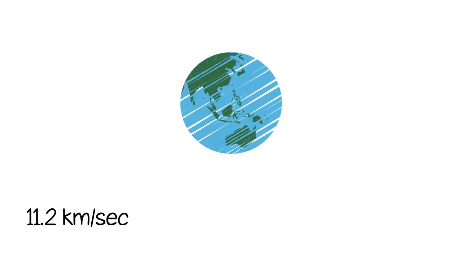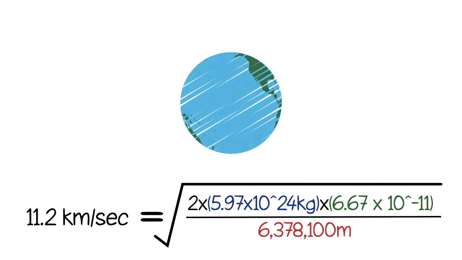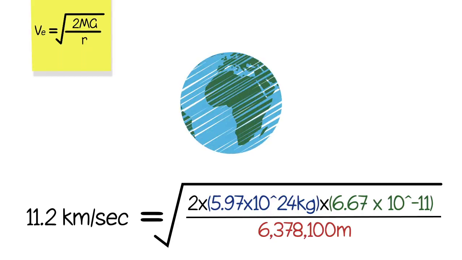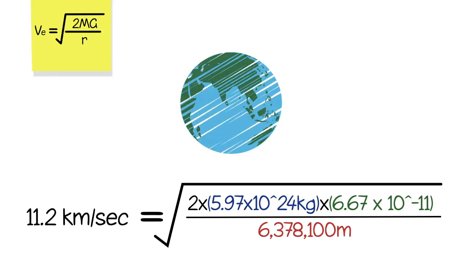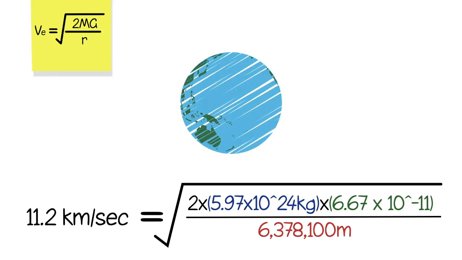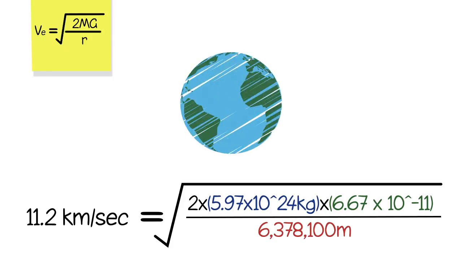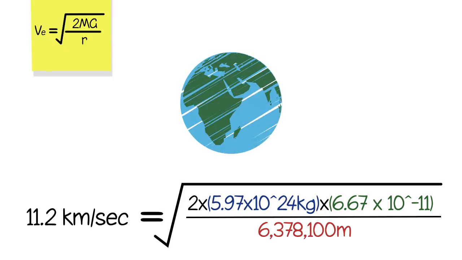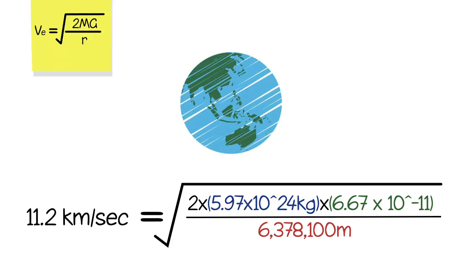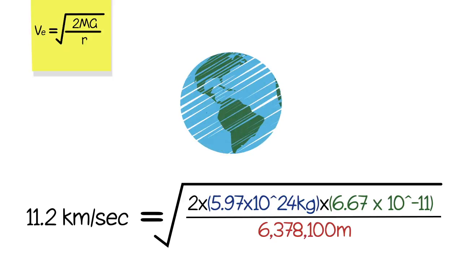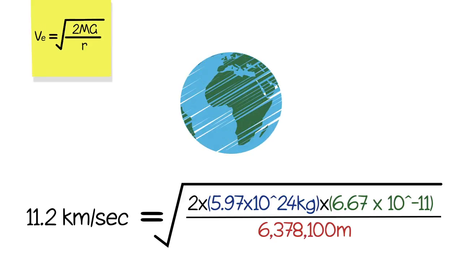For an object to escape Earth, it must be travelling at least 11.2 kilometers per second. We can work this out by substituting the Earth's mass, which is 5.97 times 10 to the power of 24 kilos, and the Earth's radius, 6,378,100 meters for r. We get our answer by finding the square root of 2 times the universal gravity constant times the mass, divided by the Earth's radius, which roughly equals 11.2.